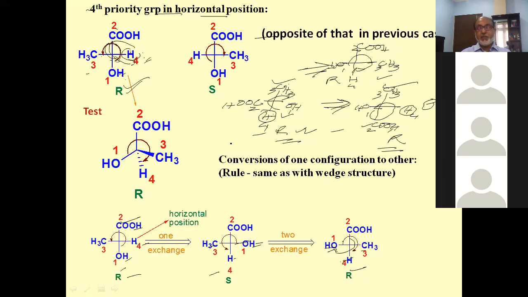So exchanging position and getting the same configuration, it is a very, very important thing that you have to remember. You can remember in different ways. One exchange means opposite configuration. Two exchanges mean same configuration. And another two exchanges can be brought like this, keeping one group in its position. Other three groups can be rotated in clockwise direction or anti-clockwise direction, and then that structure will become the same.